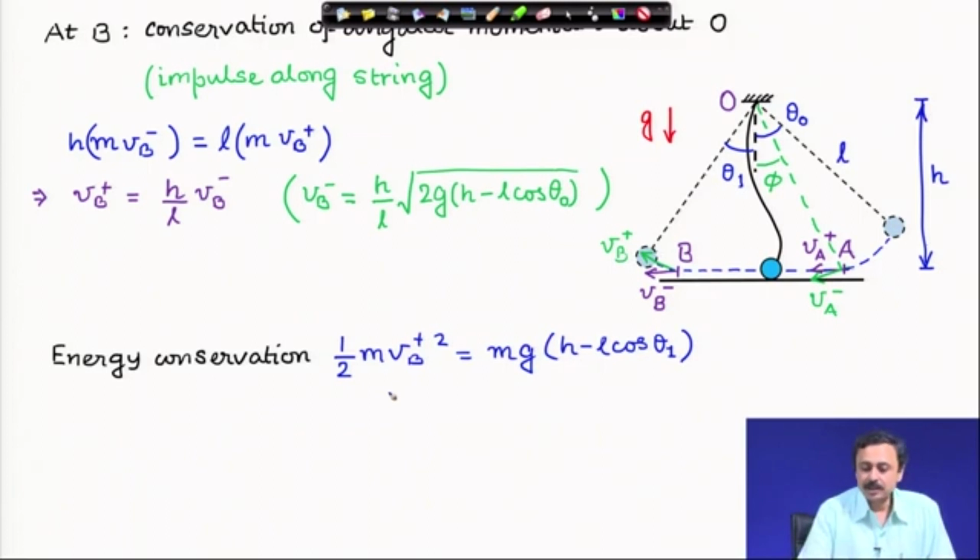At the initial point at B, it is only kinetic energy; potential energy is 0. Remember, the datum is that horizontal line. So, the kinetic energy must be equal to the total mechanical energy at the highest point, where it is only potential energy, no kinetic energy, and the potential energy at the highest point is m g times h minus L cosine theta 1. It moves up to an angle theta 1.